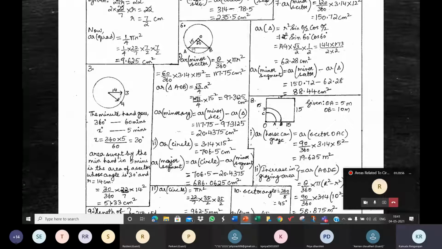Now this chord subtends angle 60 degrees at the center. Find the areas of the corresponding minor and major segments of the circle. One of you tell me, how do we do it? What do we first find?